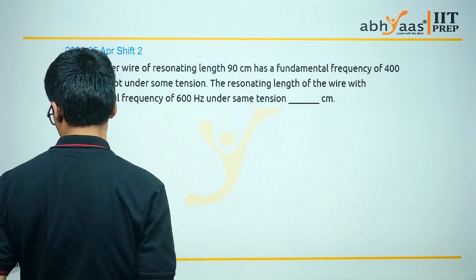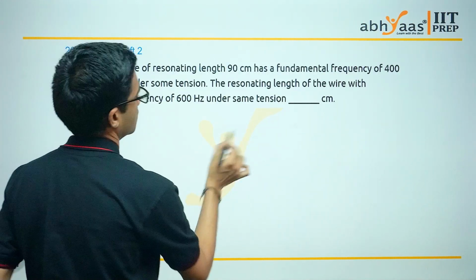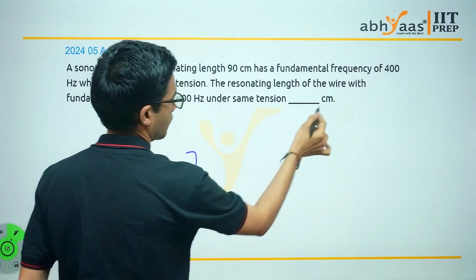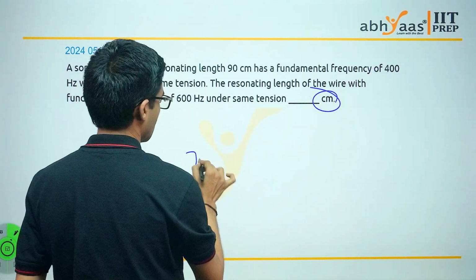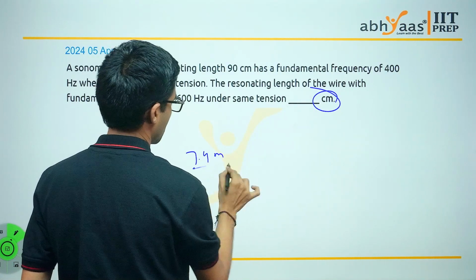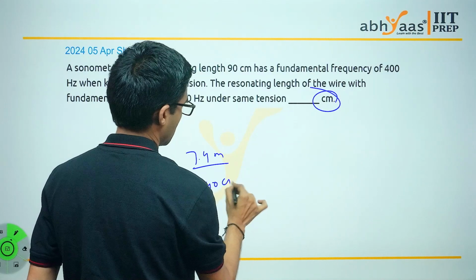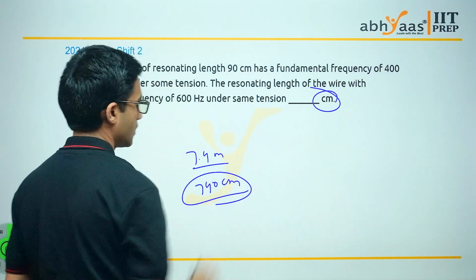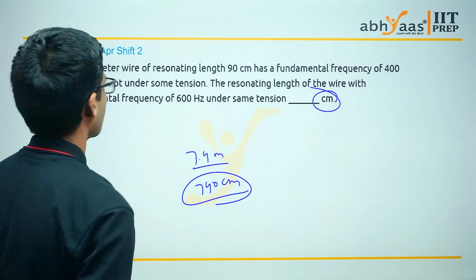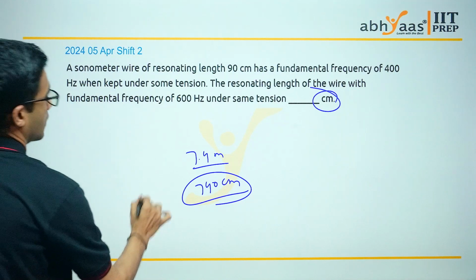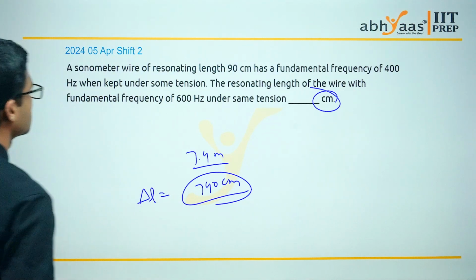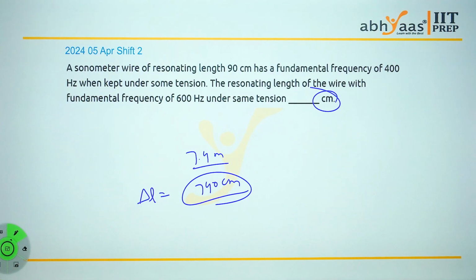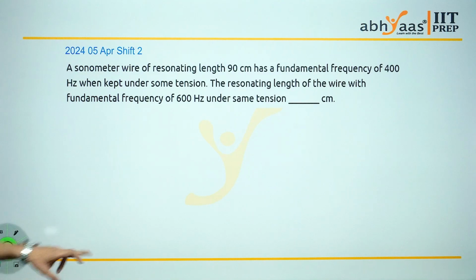Try to change the values, and you will get the answer in terms of centimeters. If he is asking 7.4 meters and you change that into centimeters, you will get 740 centimeters. That is the length delta L: 740 centimeters. Going to the next question.